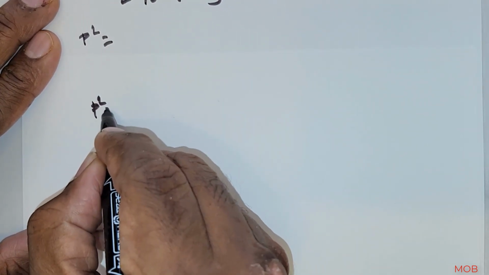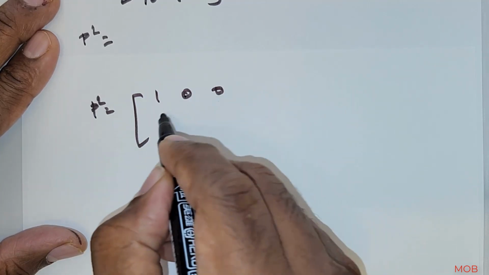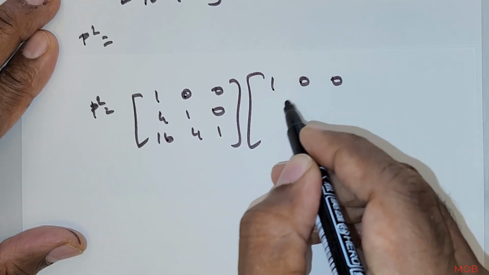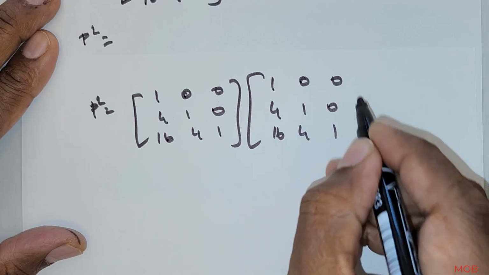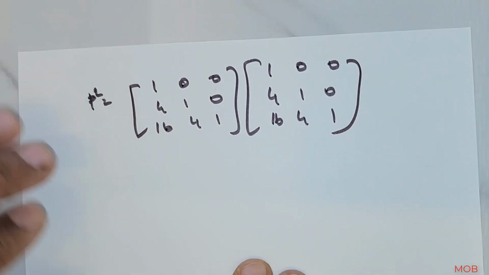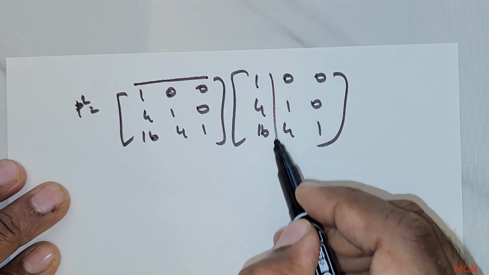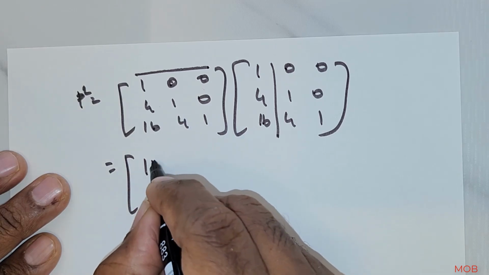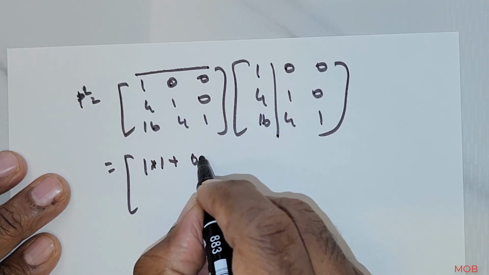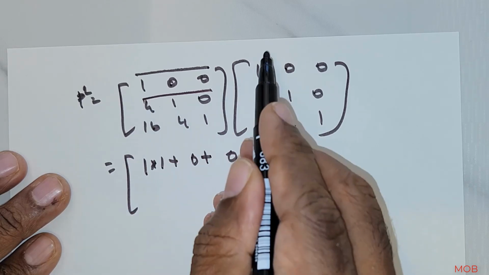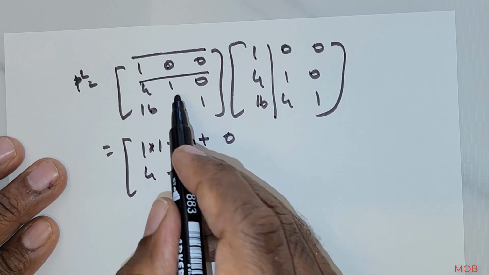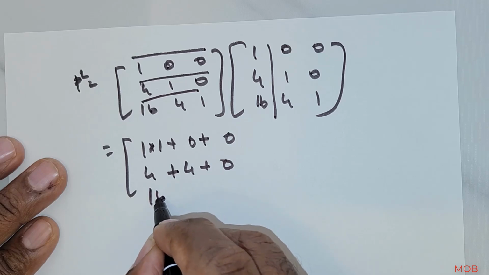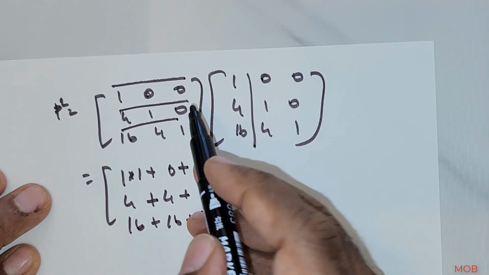Okay, so P squared is equal to 1 0 0, 4 1 0, 16 4 1 multiplied with 1 0 0, 4 1 0, 16 4 1. So row goes with the column. So it's going to be 1 into 1 plus 0 plus 0. Row with the column is going to be 4 plus 4 plus 0. Row with the column 16 plus 16 plus 16.